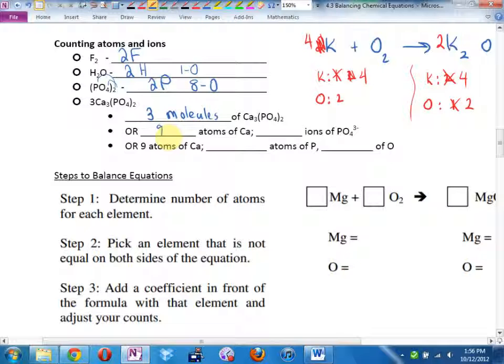How many ions of PO4 negative? Well, there's 2 to begin with, but we're tripling everything. How many ions of PO4 negative? 6. Or if you really want to break it down, Brad, into its fundamental, going element by element, 9 atoms of calcium. How many atoms of phosphorus grand total? Well, let's see. 2, triple that. 6 atoms of phosphorus grand total.